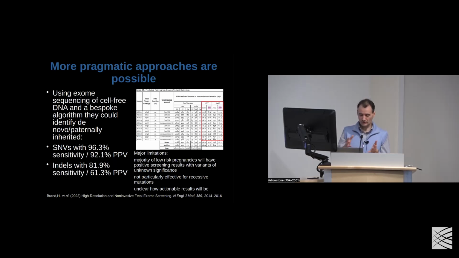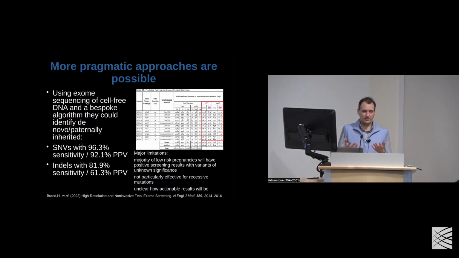But if that holds, it means that this could potentially be something that you can use in the clinic in the first trimester. But major limitations remain. If you do something like this, again, most pregnancies will receive a positive screening test. And then what do you do with that? One other problem is this works for de novo and paternal mutations. It doesn't work for maternal mutations, which have this kind of physical limit of some noise from the molecules.